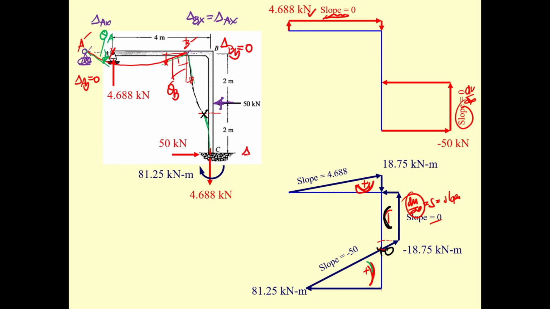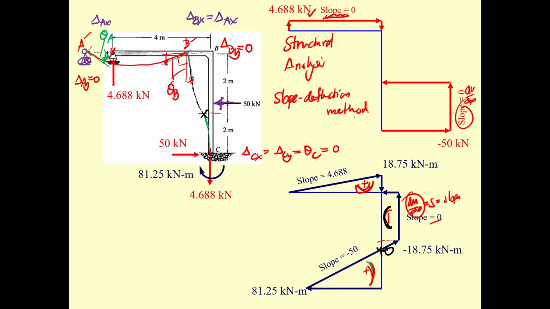At the end, this is fixed, so delta sub Cx equals delta sub Cy equals theta sub C equals 0. Based on this one, we will use this again in the subject of structural analysis. Okay, we will study the slope deflection method. And in the slope deflection method, we will use this kind of knowledge, okay, to be the basis of the method.